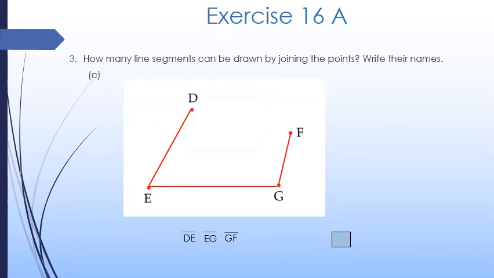The next line segment is GF and the next one is FD. And one more, it is EF and DG. So in all there are 6 line segments which can be drawn by joining the points. So in the box we will write 6.